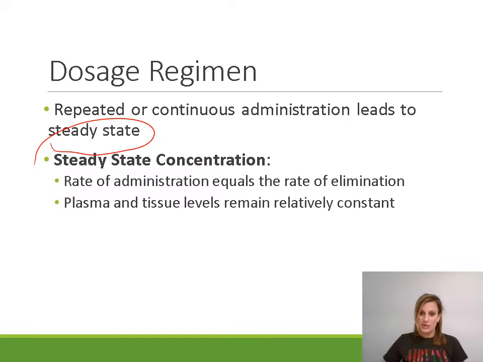So you're giving more drug, so more drug is going into the body and more drug is being metabolized out of the body, and it equals each other. So the amount in equals the amount out, and concentrations in the plasma and in the tissue remain relatively constant. There can be little fluctuations throughout the day depending on when you're dosing it. But concentrations remain relatively stable when you're at steady state concentration.